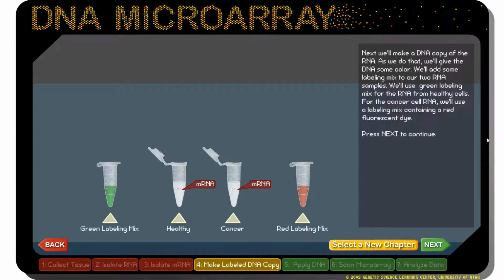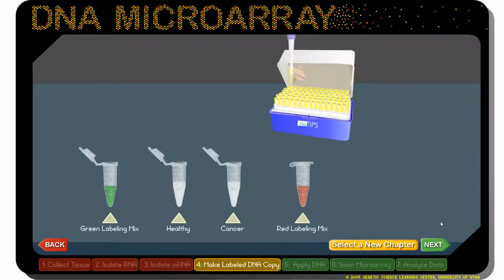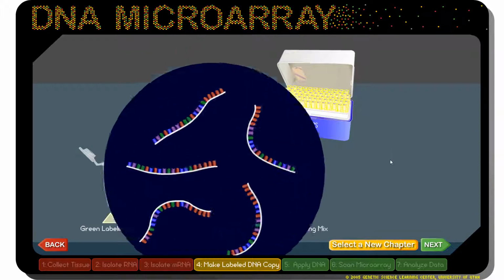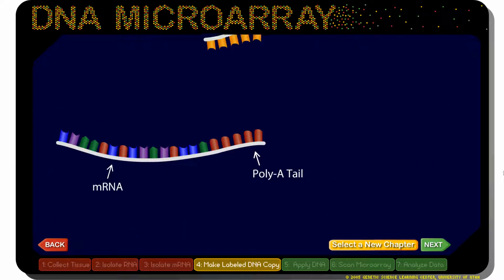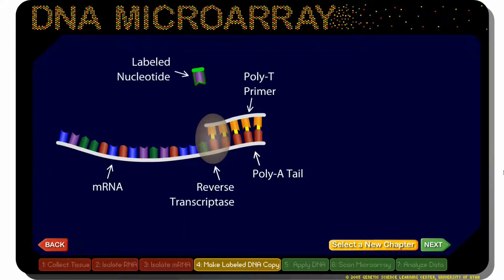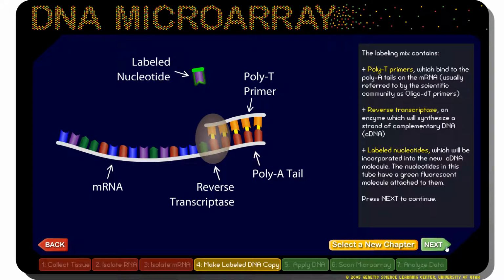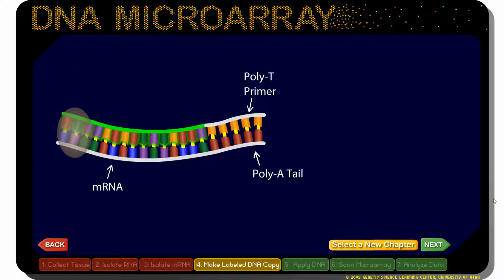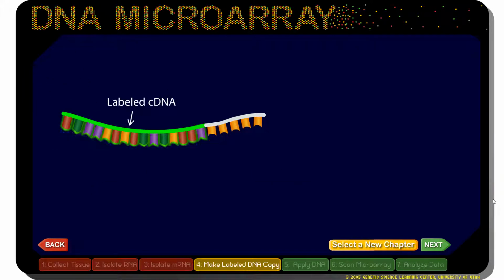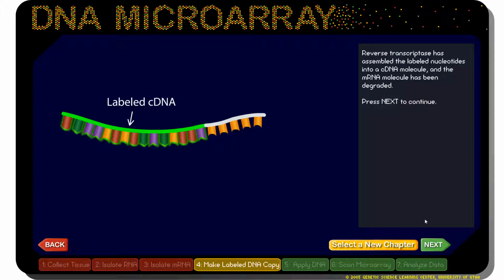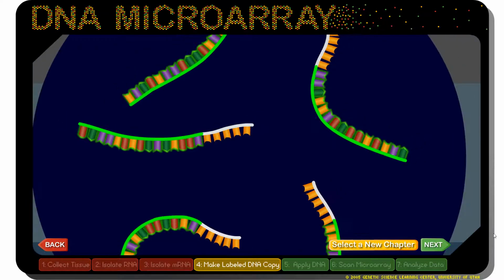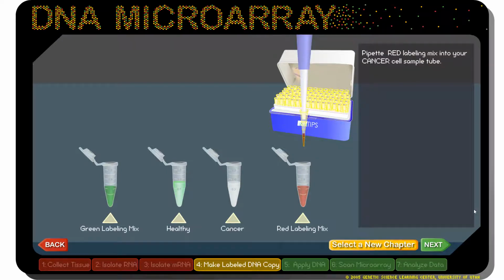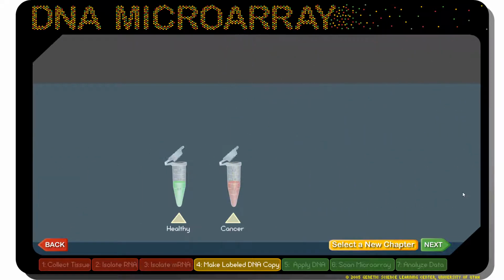Now it's time to color code our samples with a fluorescent dye, green for healthy, red for cancer. So coming with the dye are labeled nucleotides, reverse transcriptase enzyme, and poly-T primers. In other words, you will convert this RNA into your cDNA or complementary DNA. In this step also, the original RNA will be degraded, so we will be left with the cDNA that is tagged to a specific color code. It's now time to apply this to our microarray slides.